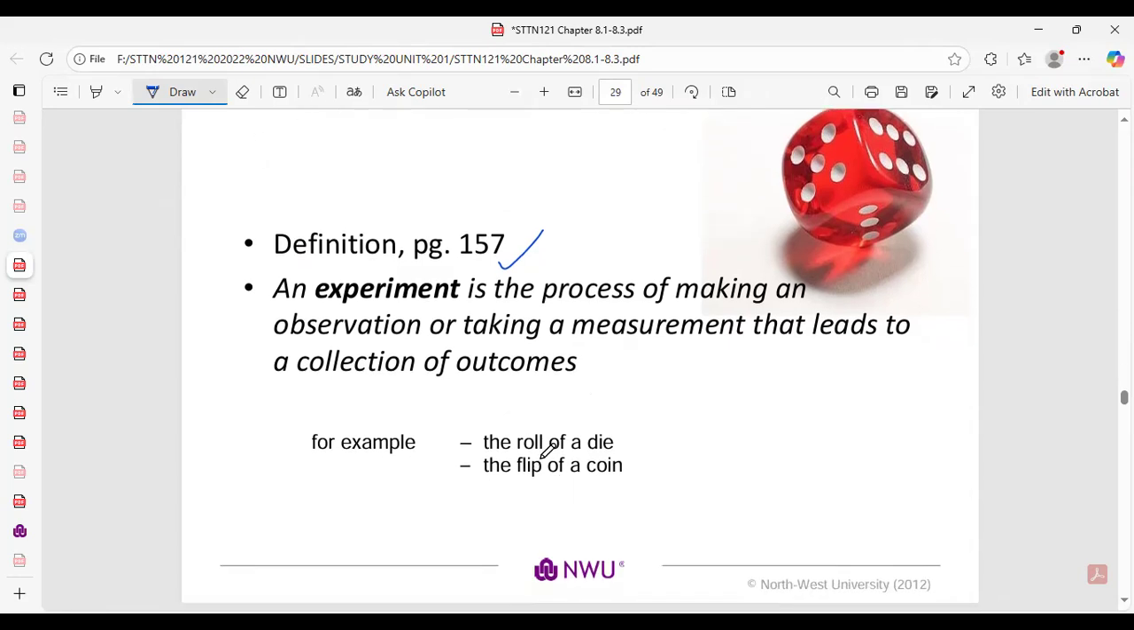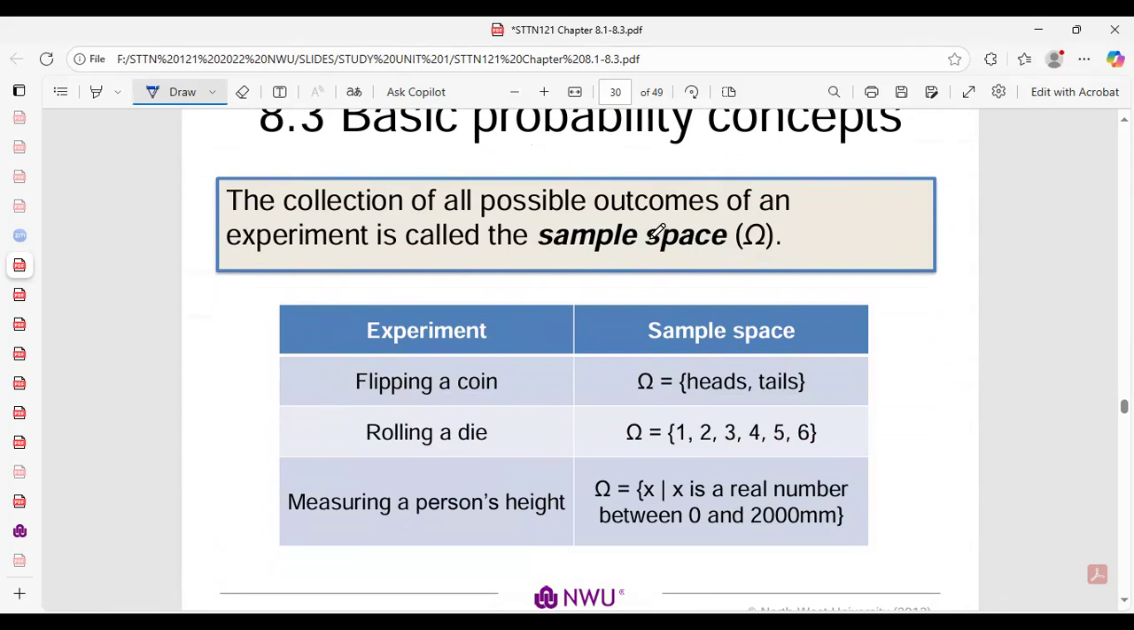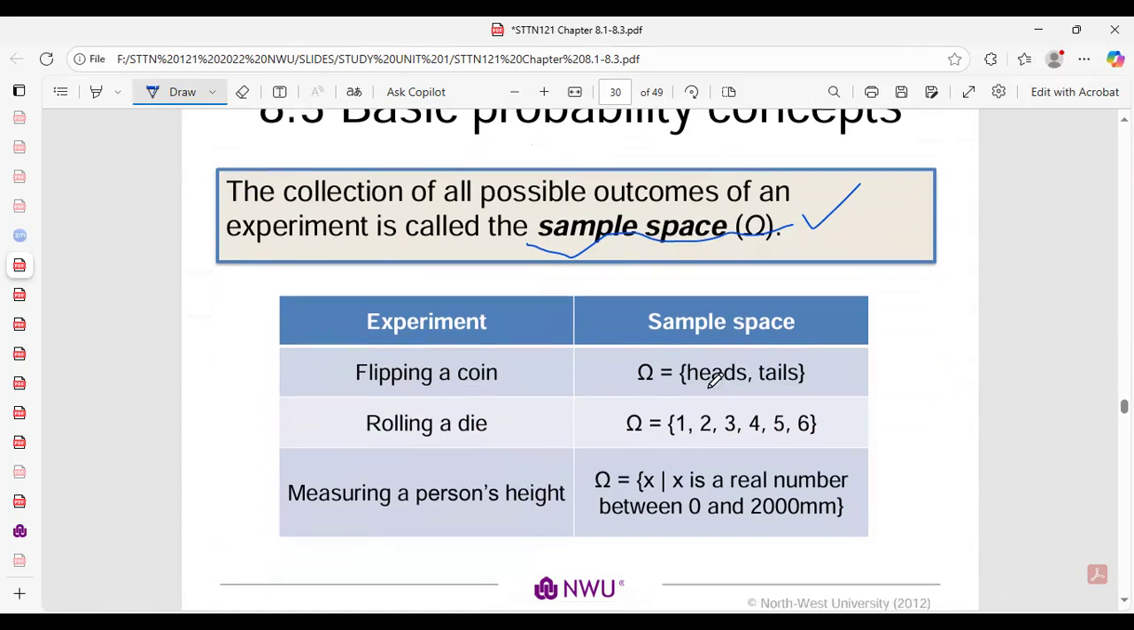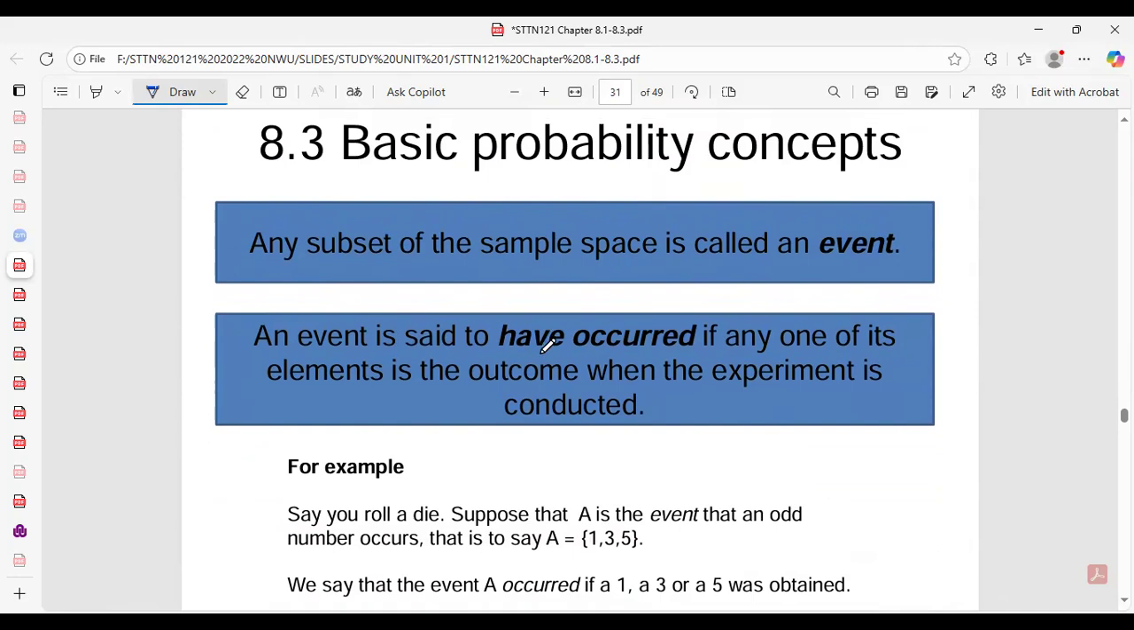For example, you can flip a coin and roll a die. Okay, let's check. I believe now you all know the sample space. And how would you find the sample space? But let's check a question. Also, don't forget the definitions. The definition of the event is any subset of the sample space, which is called the event.